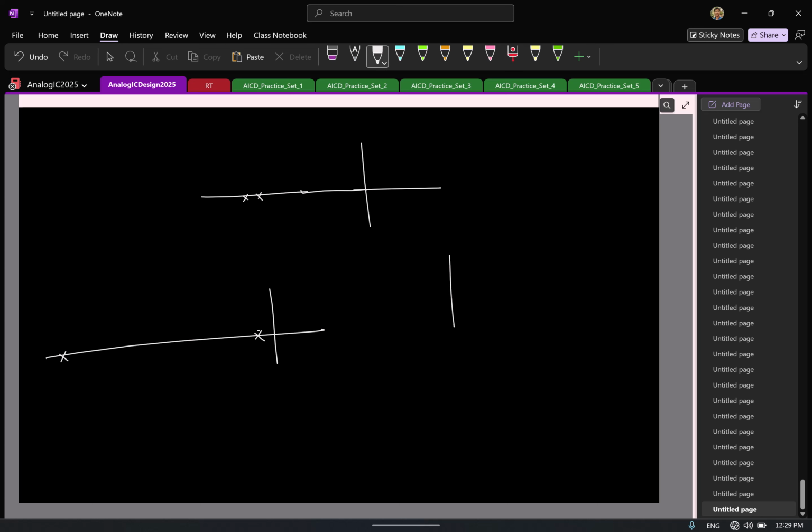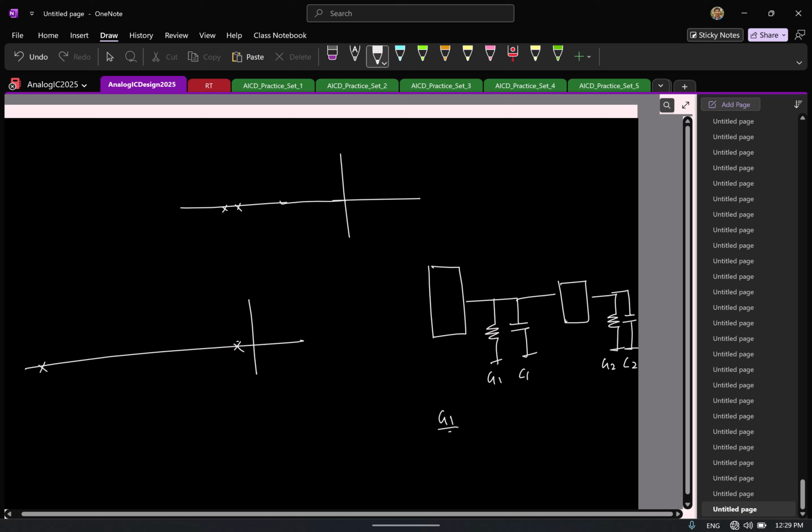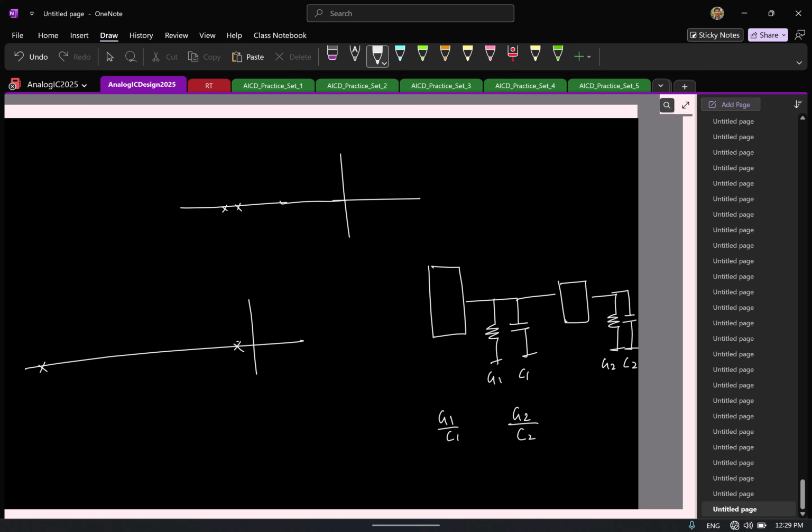Let us say you had the same two-stage OTA, a simpler case. So if I call it G1, C1, G2, C2, where are the poles now? G1 by C1, G2 by C2. Let us say I want to push one of the poles to a very low frequency. What is the simplest thing you can do? Yeah, I mean there is already a capacitor. So if you want to push the pole to a low frequency, what can you do? You can go and put a large capacitor, let's say here. Then this becomes C1 plus whatever extra capacitor you added. So this moves to a low frequency.